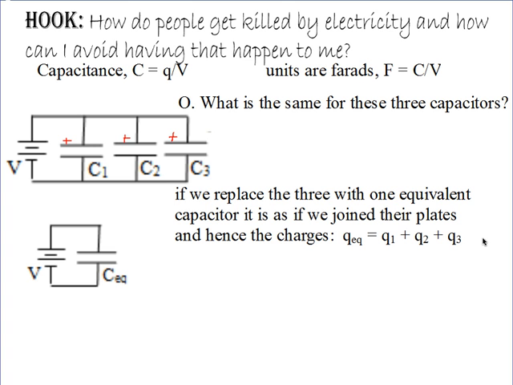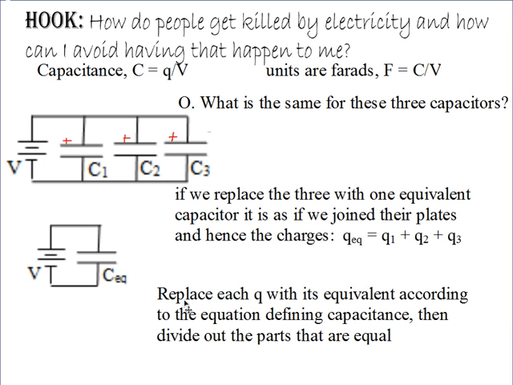Now take this sum, go back to this definition here, and wherever you see Q, replace it with C times V. So this would be C equivalent times V equivalent. This would be C1 times V1. But then, recognizing that the voltage is the same for all of them, you come up with a statement about what this equivalent capacitance is relative to these 3 capacitors.